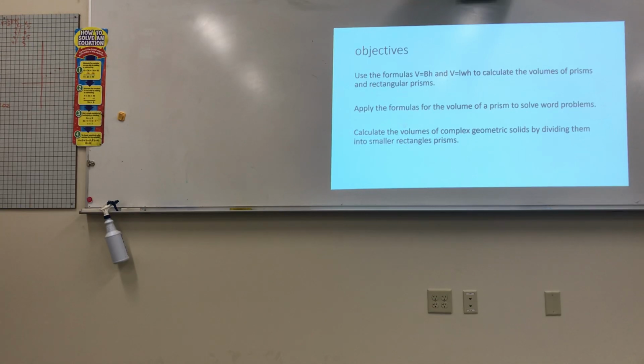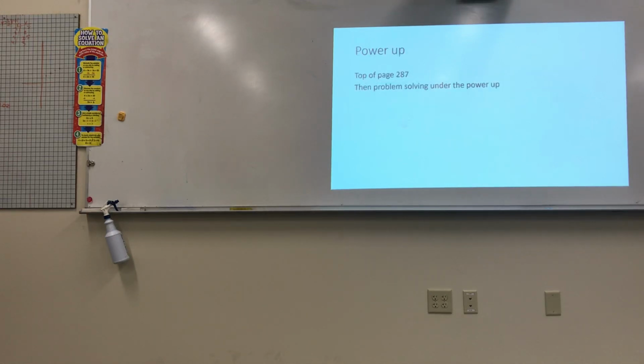Use the formulas V equals base times height and V equals length times width times height to calculate the volume of prisms and rectangular prisms. Apply the formulas to the volume of a prism to solve word problems. Calculate the volume of a complex geometric solid by dividing it into smaller rectangular prisms. At this point would be a good time to pause and work on your power up.